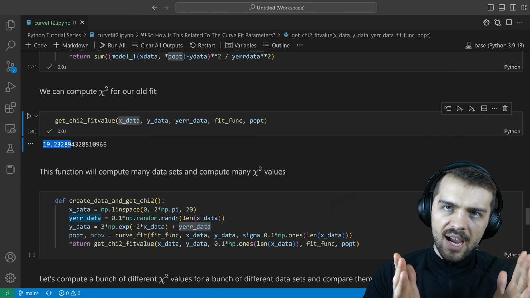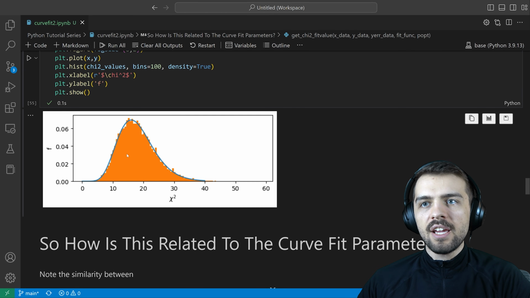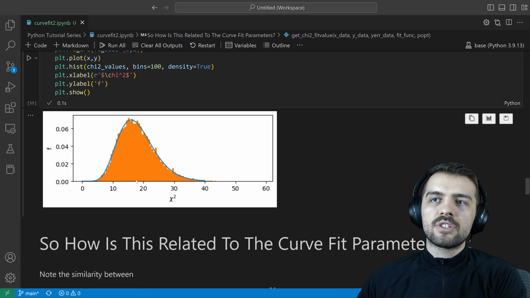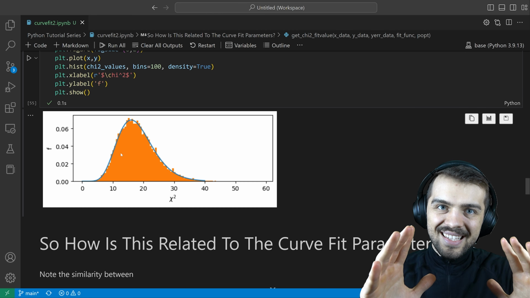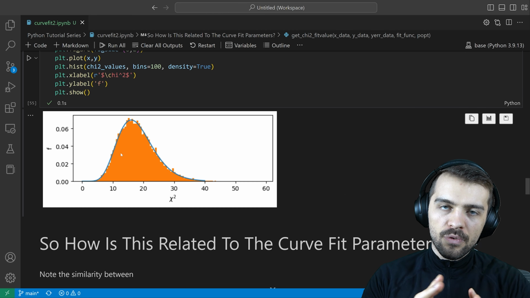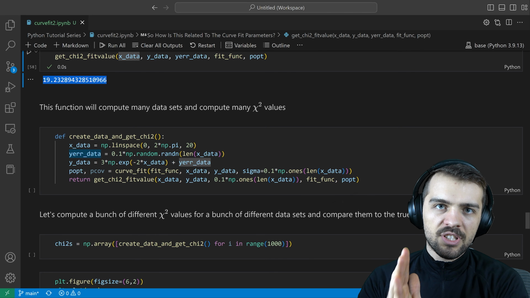And so we think, okay, well, is that a reasonable chi-squared value? Well, if I look at this distribution here, 19 is well in the range of this probability density function. It's a reasonable number to get. So that's the value of chi-squared we get for that particular realization of the data and the curve fit that goes along with it. So I said that this chi-squared value is for that particular set of data.